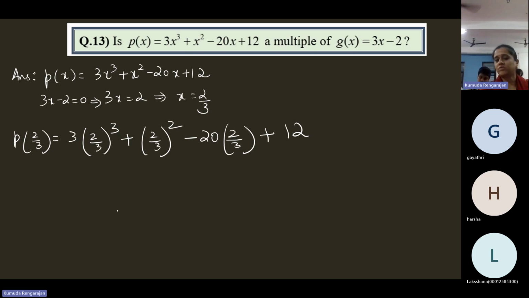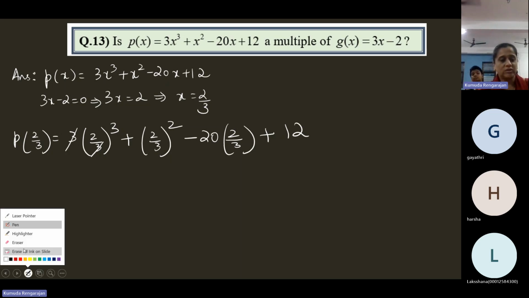Very good. Now solve. Can I cancel this 3 and 3, Surya? No, we have the cube. Very good. You need to first find 2 by 3 into 2 by 3 into 2 by 3. Write that result and then you can simplify with the 3 also. Yeah, do the calculation, all of you.